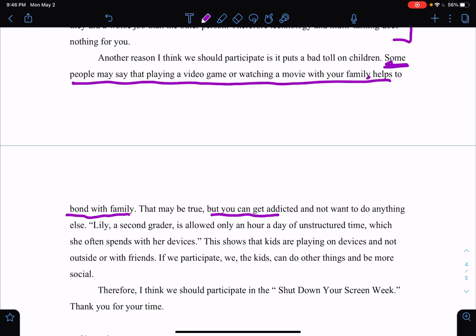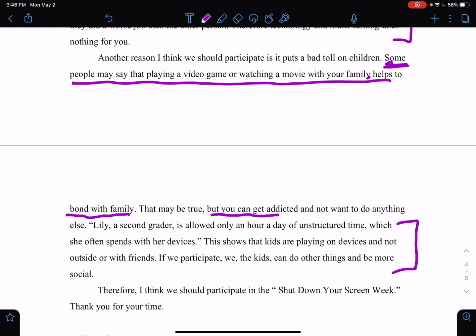If we participate, we the kids can do other things and be more social. I'm not sure how I feel about this piece of evidence. The evidence that you select should weaken the counterclaim, right?